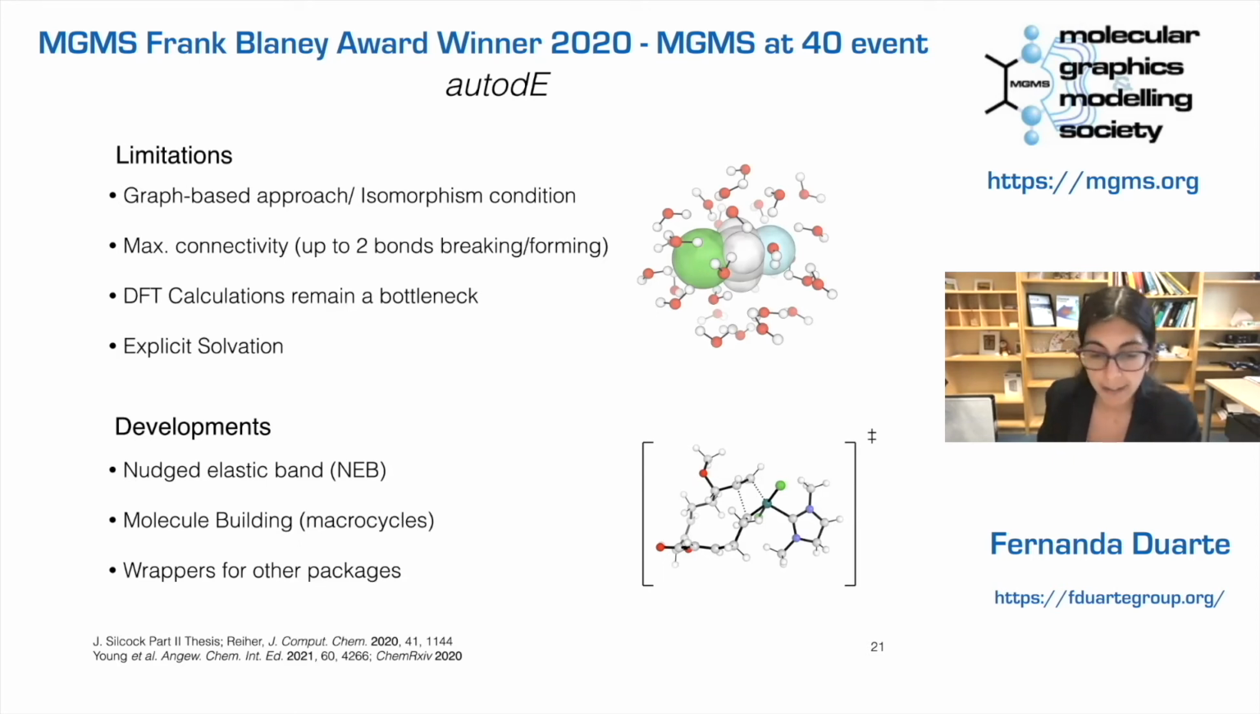Implementing is relatively easy, but having meaningful results from that implementation of explicit solvation remains really a challenge if there is no proper sampling. And there are some new developments to introduce transition state optimization in a much simpler way, developing new building blocks and wrappers for other packages. But at the end of the day, the bottlenecks come usually from how good the optimizers of the program that you're using are.